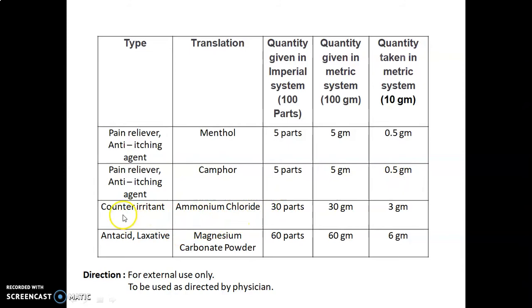Ammonium chloride, used as a counter irritant. It should be used 30 parts in imperial. So quantity given in metric is 30 gram, taken should be 3 gram. Magnesium carbonate powder, used as antacid and laxative. Quantity given in imperial is 60 parts. Quantity given in the metric system is 60 gram. Taken quantity should be 6 gram. Direction: for external use only, to be used as directed by the physician.